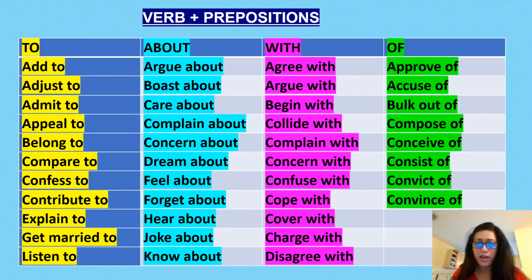Now let's do some more practice. So we know now what all the prepositions are, and we also did verb practice in my previous video. So how can we combine the verb and the prepositions together in a sentence? So there are some common types. So let's take a look at that. So where I can use to, about, with, of.